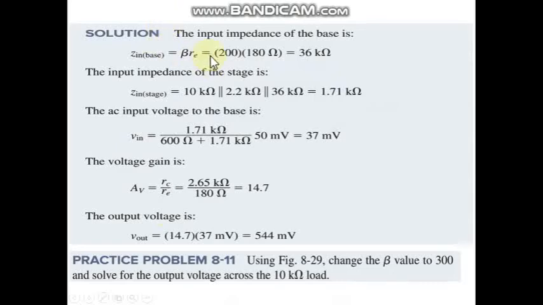This is the unbypassed emitter resistance we are inserting, 180 ohm. Based on this, you do the calculations. Zin(base) is beta RE, Zin(stage) is 1.71, V input is 37 millivolt, and the voltage gain will be RC upon RE, 14.7. The output voltage will be 544 millivolt. Do the modification: change the beta value to 300 and solve for the output voltage across the load resistor. Here the beta value is 200, change it to 300 and you can see the output.